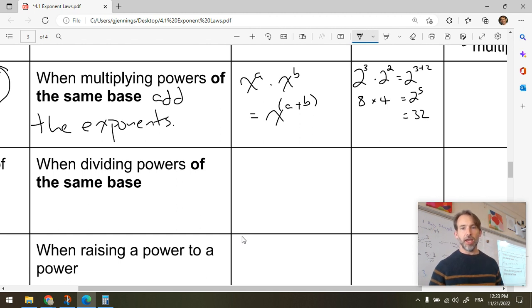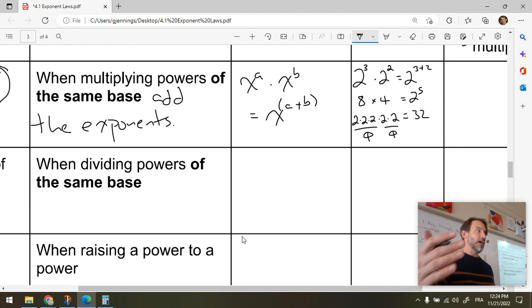Written another way, this is 2 times 2 times 2, that's 8, times 2 times 2, that's 4. That's 2 to the 3 multiplied by 2 to the 2. Notice I can count the number of times I'm multiplying by 2. Does that make sense? You see how I'm multiplying by 2 5 times if I multiply by 2 to the 3 and then multiply 2 to the 2? See how you're adding the exponents there, eh?